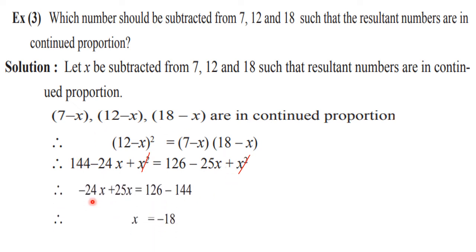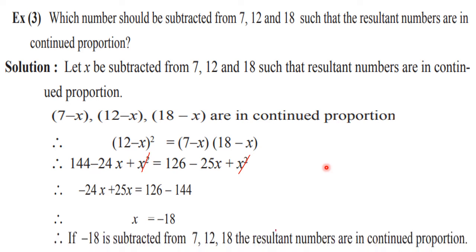So see here, minus 24x plus 25x is equal to 126 minus 144, and therefore x is equal to 18. That means we need to subtract 18 from each of these numbers so that the resultant numbers are in continued proportion. Okay, so write down the final answer as a statement: therefore, if 18 is subtracted from 7, 12 and 18, the resultant numbers will be in continued proportion.